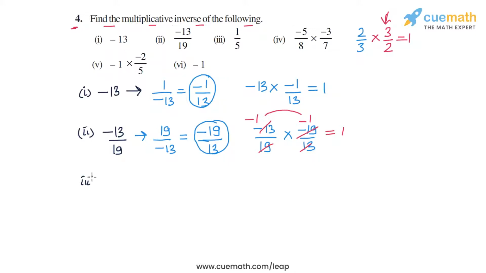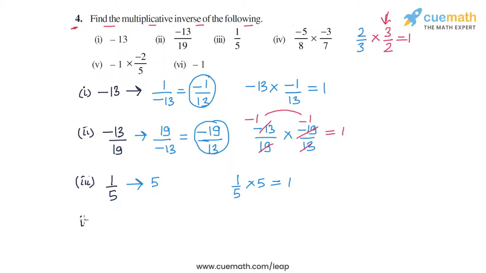Now in part 3, the number is 1 by 5. So the reciprocal of this, the multiplicative inverse will simply be equal to 5 because 1 by 5 into 5 will be equal to 1.